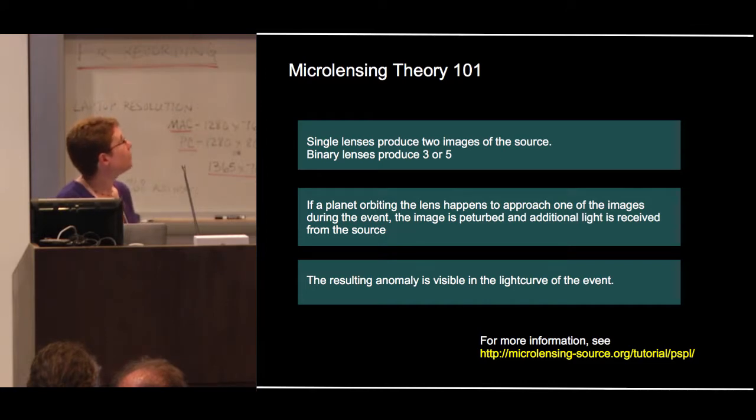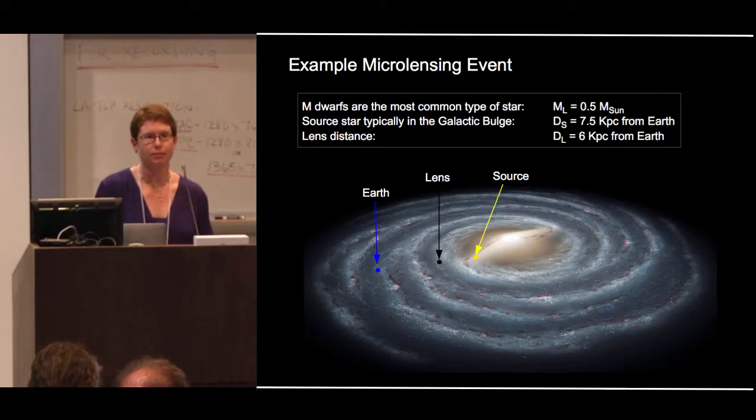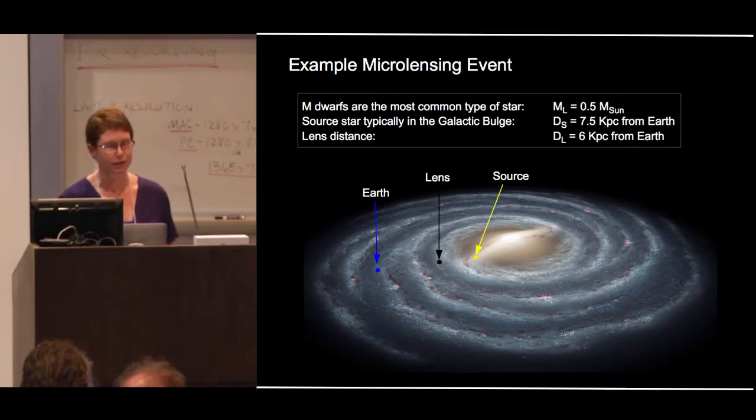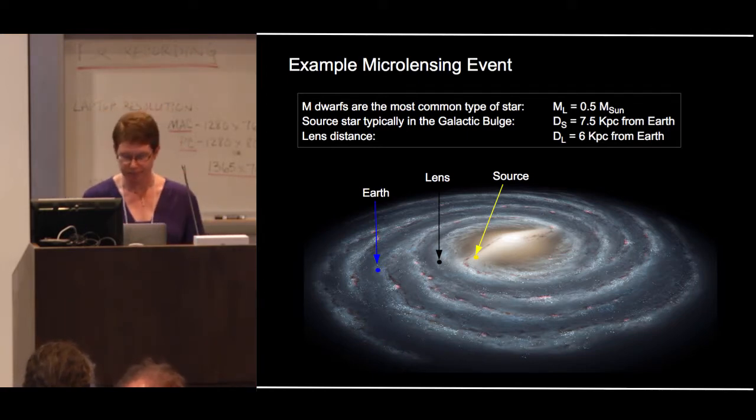To give a background, then I wanted to go through an example of a microlensing system, the kind of typical system that we detect, and what kind of physical parameters that we usually measure to build intuition. So starting from that example that I introduced at the beginning, we have an M dwarf host star with a mass of half a solar mass, and the source is way back in the bulge at 7.5 kiloparsecs. The lens is somewhat closer at about 6 kiloparsecs.